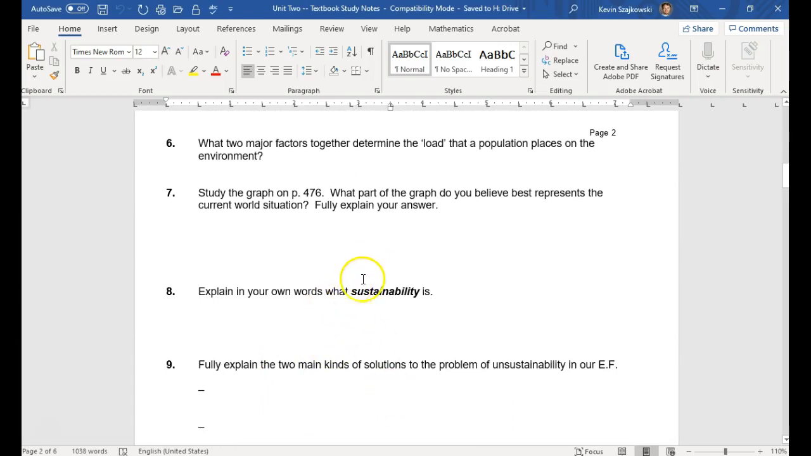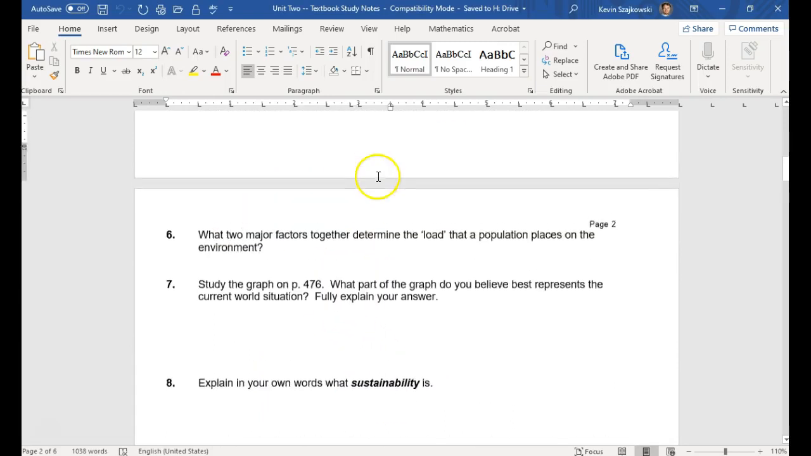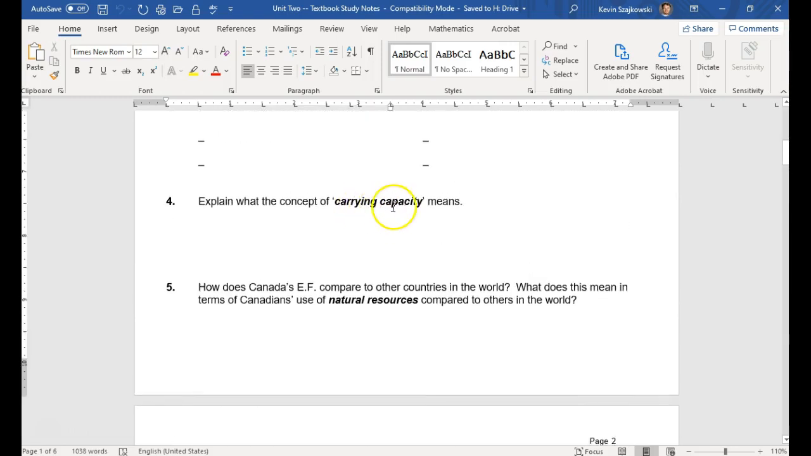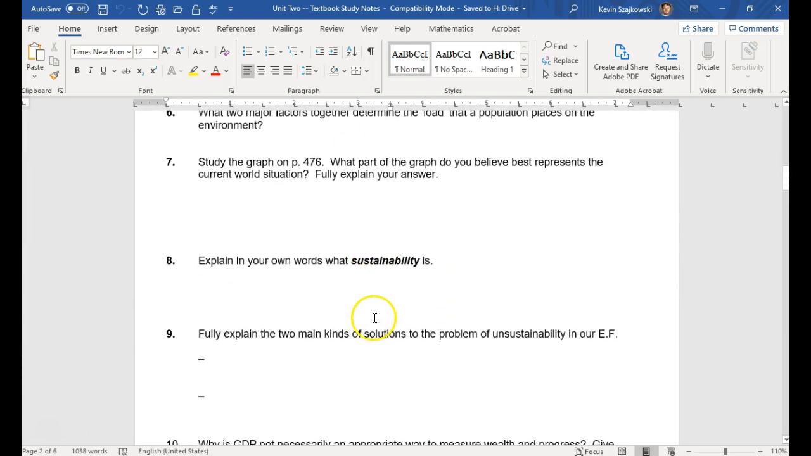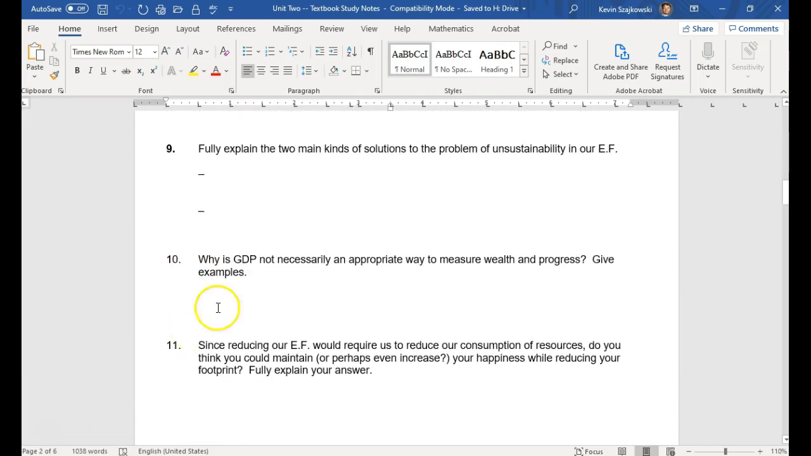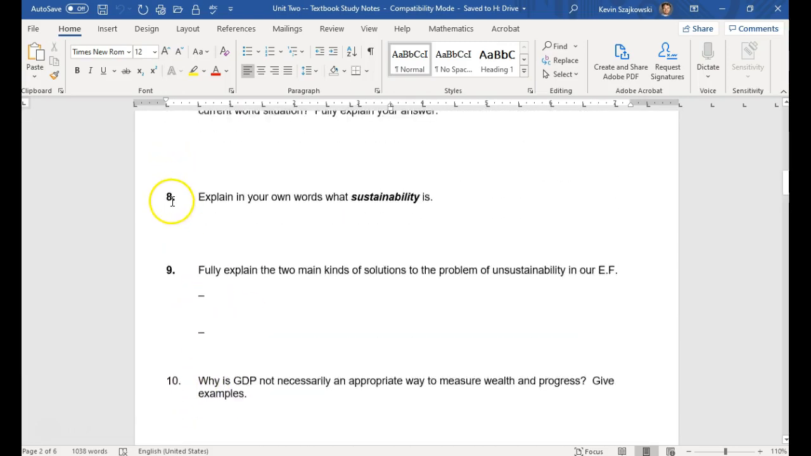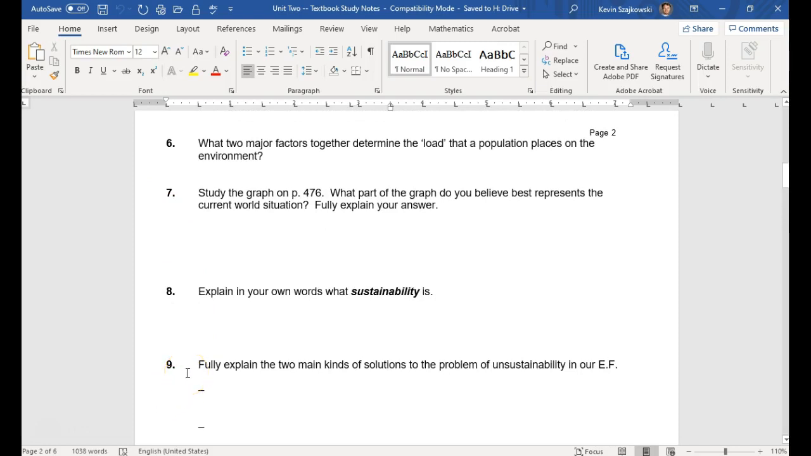It doesn't relate specifically to the concept of carrying capacity, but it was something that you will be asked to do in the next couple days anyways. So whatever is left on this second page, only the bold numbered ones, so up to 9, that'll be it.